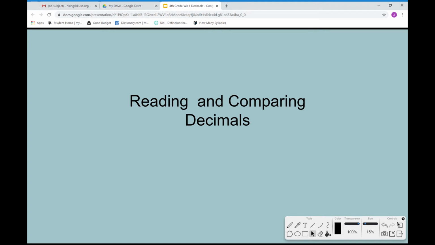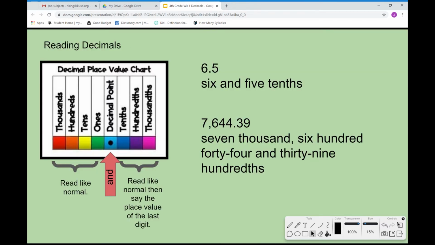Yesterday we looked at how to write decimals and how to change fractions into decimals. In today's lesson we are going to learn how to correctly read decimals and how to compare them.